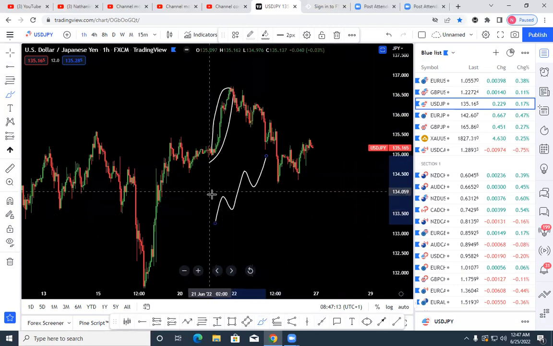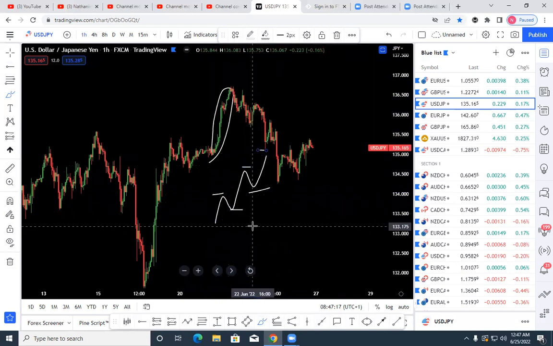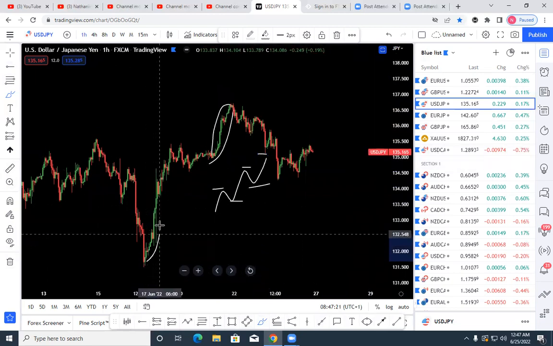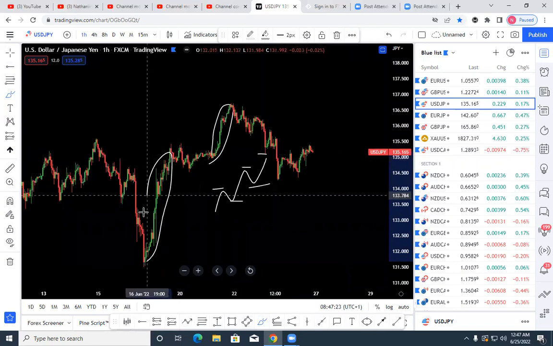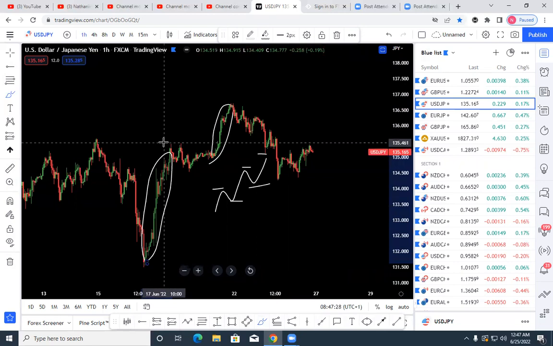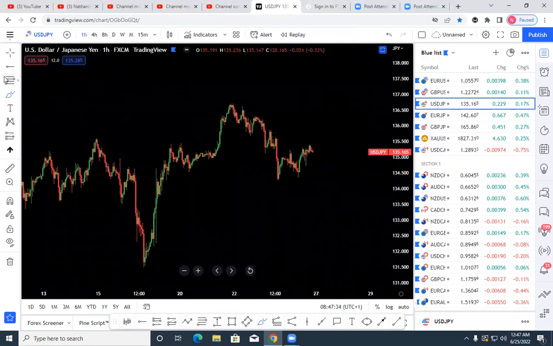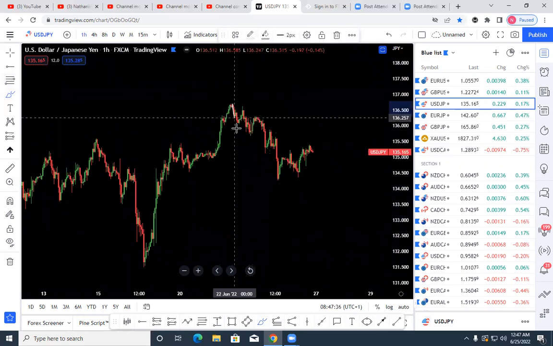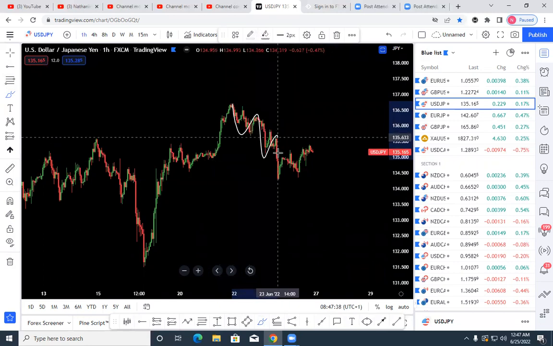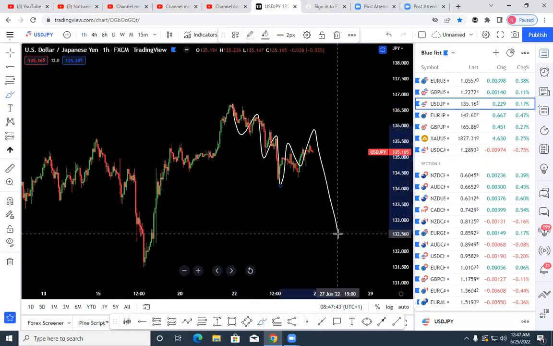1, 2, 3, 4, 5. This is also an impulse. So don't be confused. When you see a strong push like this, you say, where is 1, 2, 3, 4, 5 here? So this is not an impulse? No. If it's a strong push like this, it is an impulse. Do you understand now? So the rule says we must put an impulse, which is 1, 2, 3, 4, 5. Can we count this one? Yes, 1, 2, 3, 4, 5. So this is an impulse. We are looking for 1, 2, 3 so that we can sell.